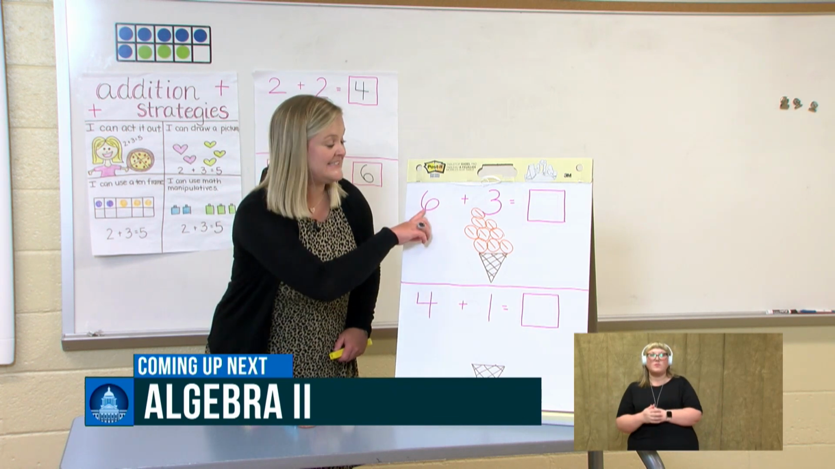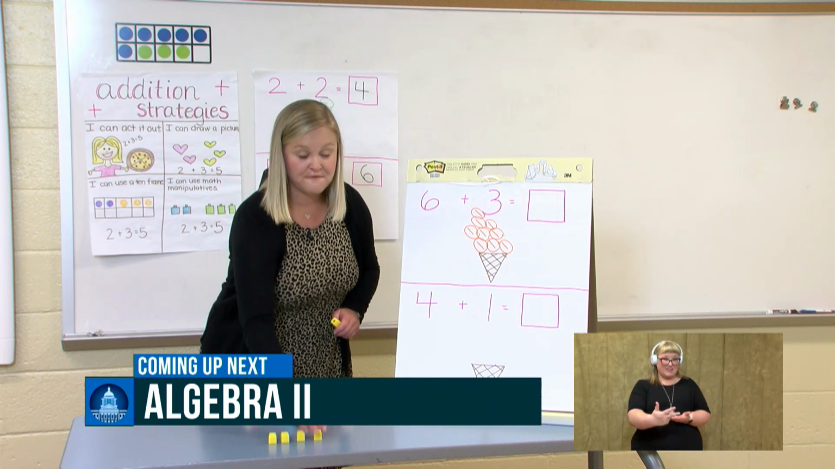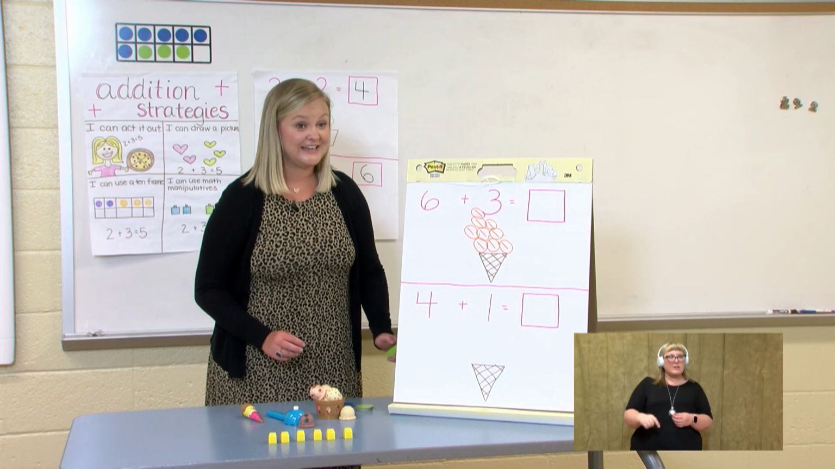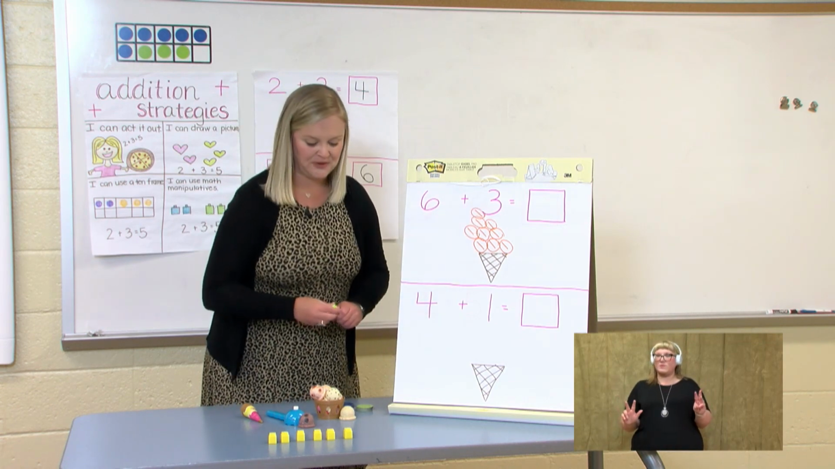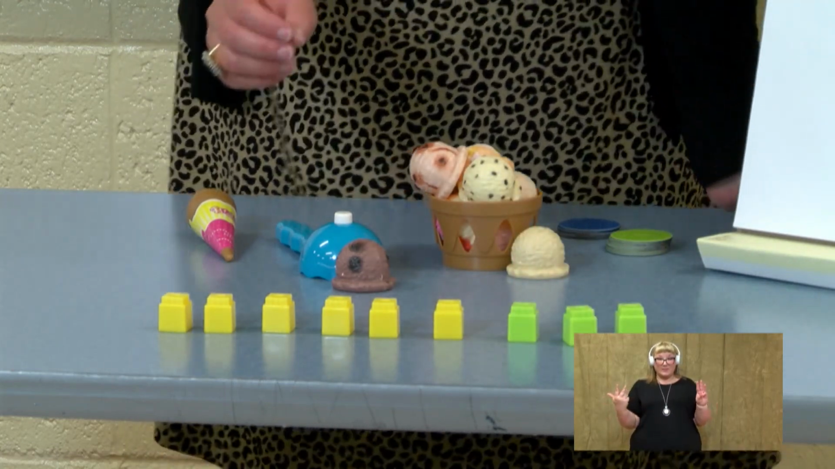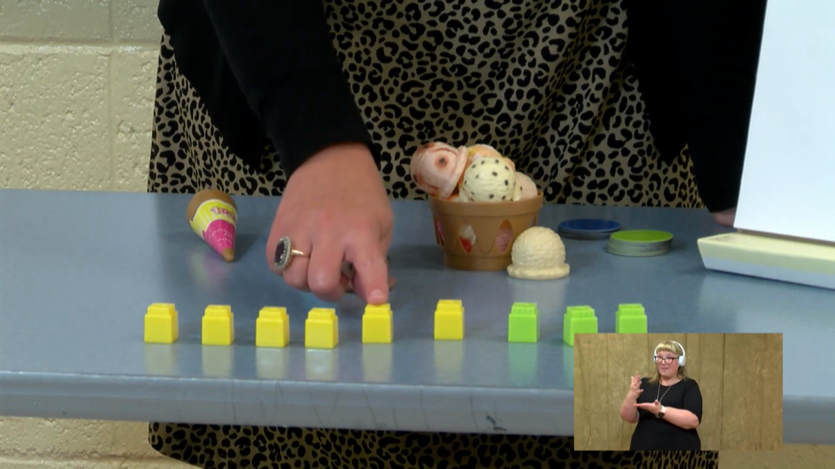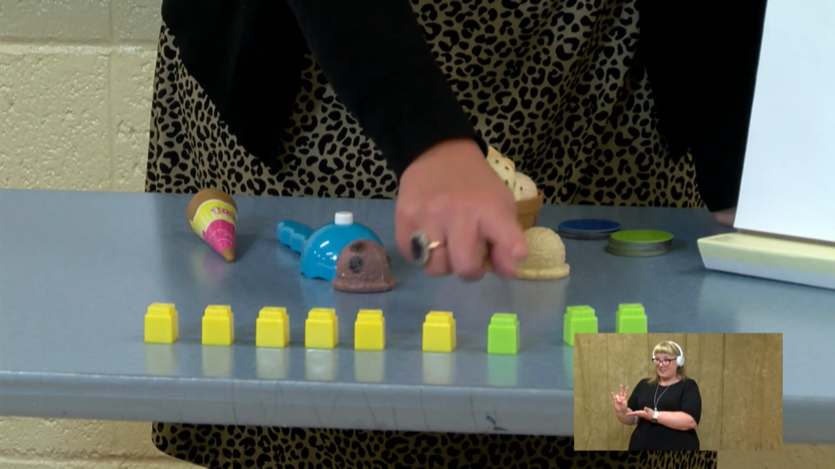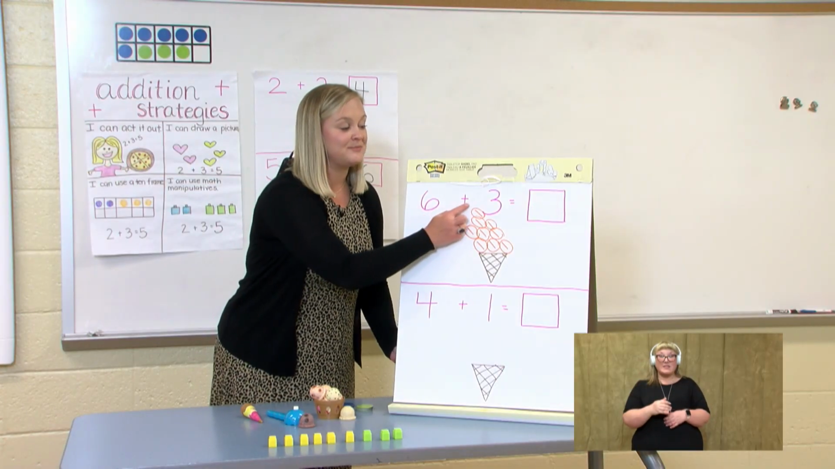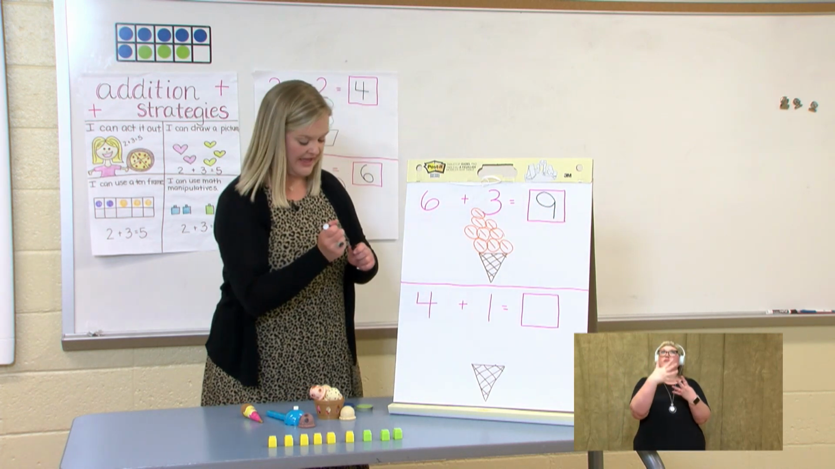We're going to put 6 yellow cubes. 1, 2, 3, 4, 5, 6. Good job. How many green cubes do we need? 6 plus 3. Let's add 3 more. 1, 2, 3. Excellent job. Let's count them all up together. Are you ready? 1, 2, 3, 4, 5, 6, 7, 8, 9. Fantastic. So now we know that 6 plus 3 equals 9 because we solved it in 4 different ways.